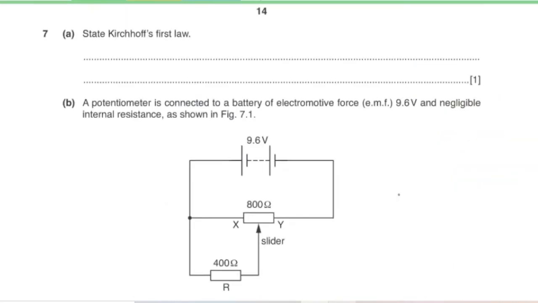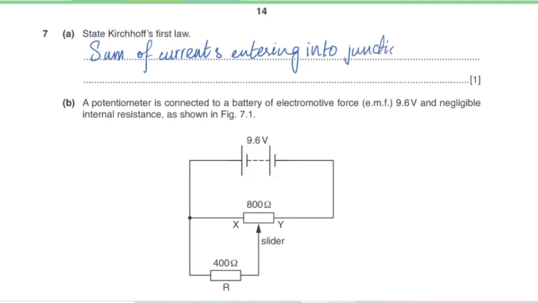Question number 7, part A, state Kirchhoff's first law. So this is about conservation of current. So the sum of currents entering into a junction is equal to the sum of currents leaving that same junction.